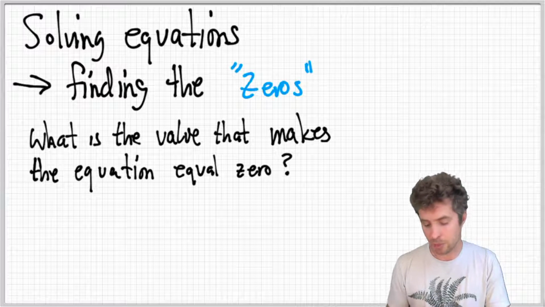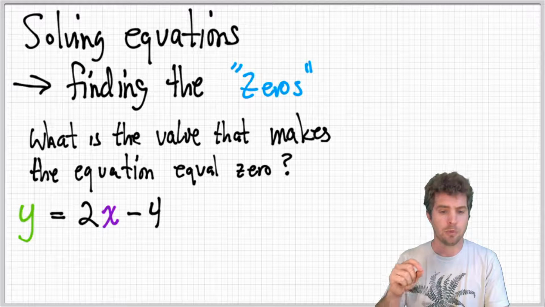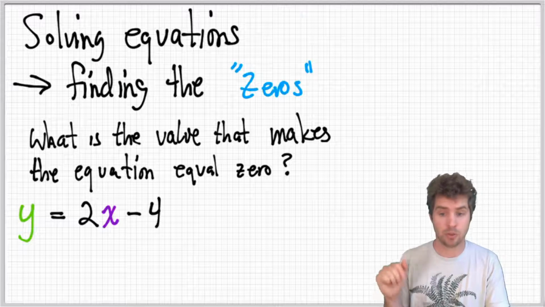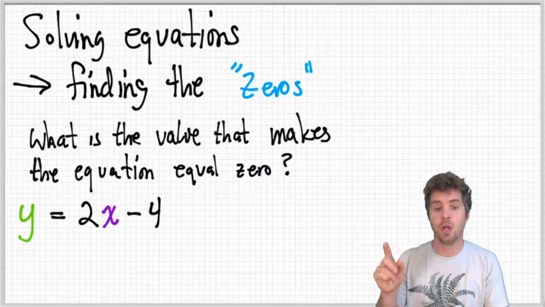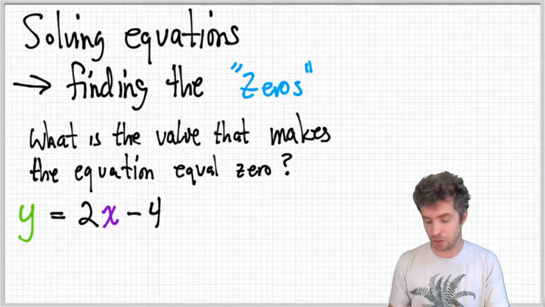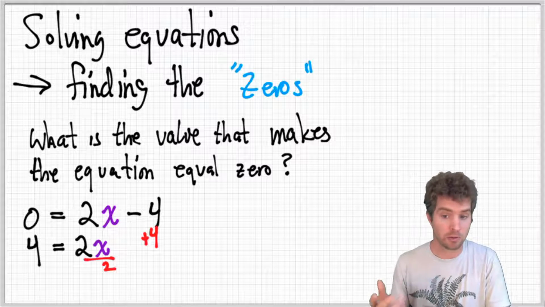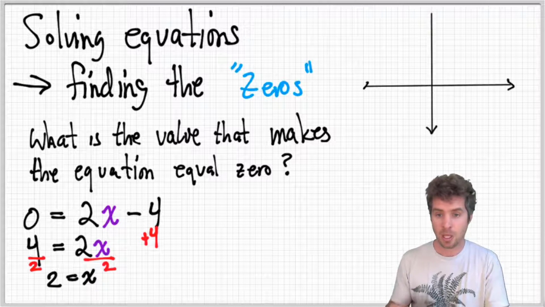Okay, so for example, we'll take a really simple example, one that doesn't require factorizing. 2x minus 4. So y equals 2x minus 4. We want to find the value that we can plug into that equation so that the equation equals 0. So what we do is we set the equation equal to 0, and then we can just use algebra to solve it, right? So we get the value of x.